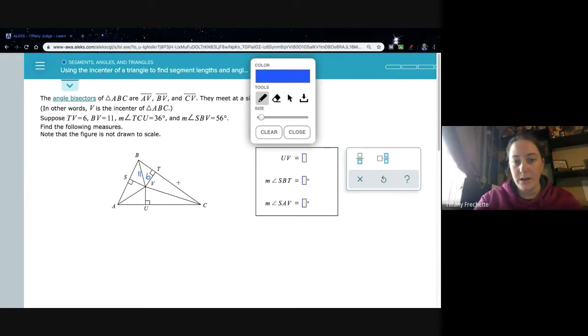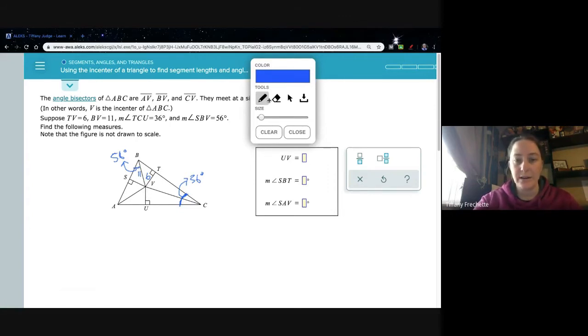TCU, so this whole angle, the whole thing, is 36. So not half of it, the whole thing. And then SBV, so just this half, is 56 degrees. So that's a very large angle. Just SVB is 56 degrees. That's going to be a pretty large angle when we put it together.